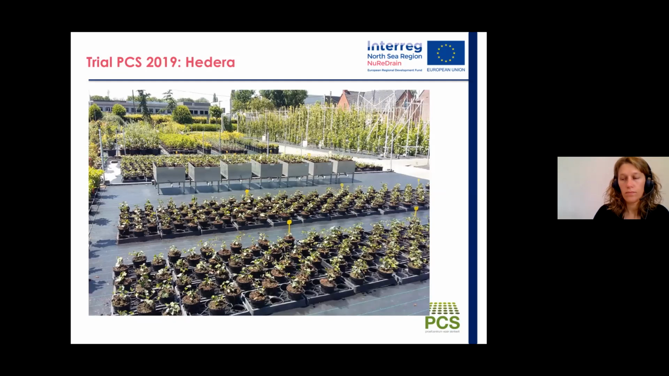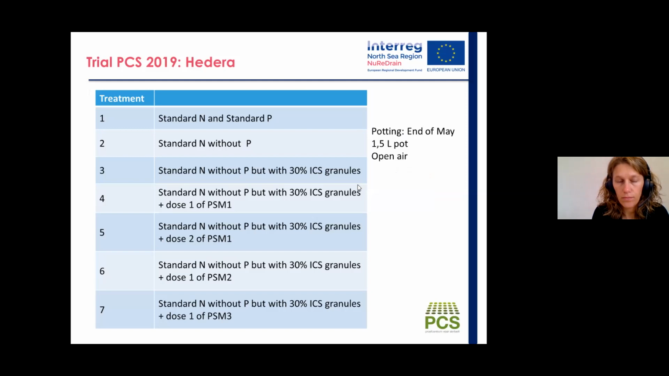You see here the setup, and as you can see here, the lysimeters, we collected the drain water and we also analyzed the drain water of the different treatments. So the different treatments were, of course, again, the normal N and normal P, the normal N without P at all, the normal N without P but added with the 30% granules. And then we had some doses of different PSBs or PSMs, phosphor-soluble microorganisms that we added. So we hope they would help to release the P.